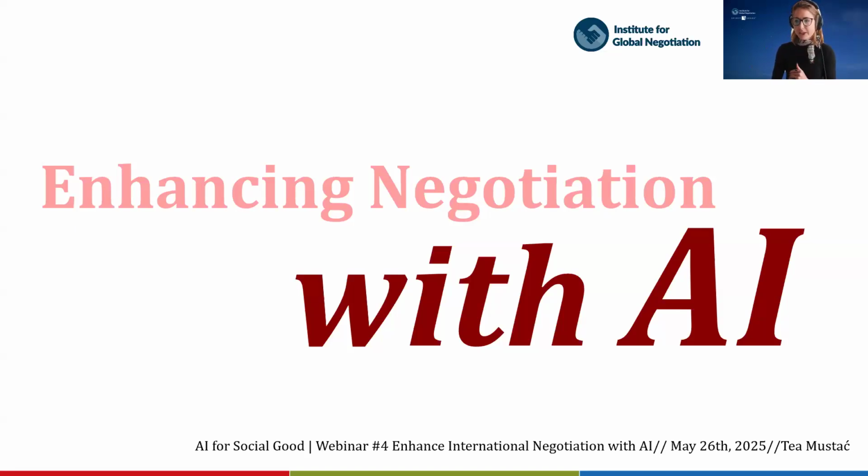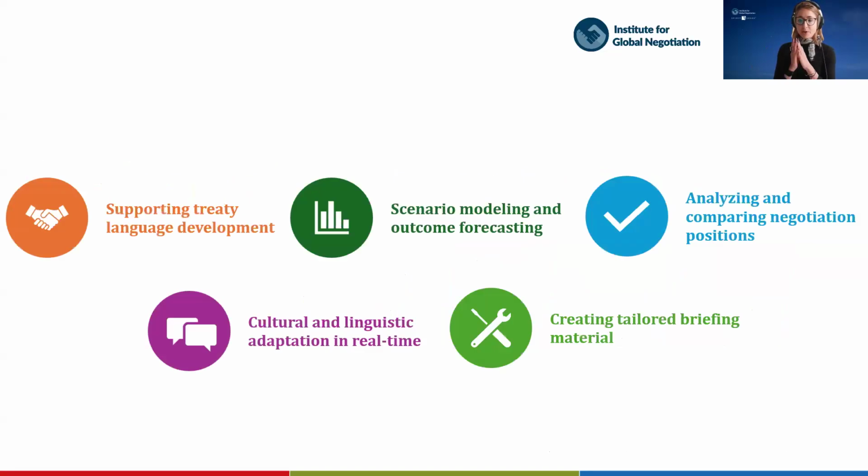So what role does AI potentially play in negotiations? Well, Cecilia has mentioned a few of these things. These are just some of the things that came from the top of my mind: supporting treaty language development, cultural and linguistic adaptation, both in real time and post hoc, scenario modeling and outcome forecasting, creating tailored briefing material, analyzing and comparing negotiation positions. When I say supporting treaty language development, as well as cultural and linguistic adaptation in real time, I will not be talking too much about these two, or rather at all, but I would like to stress two things.